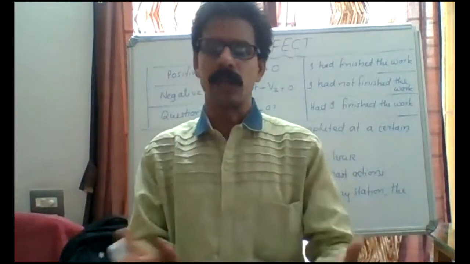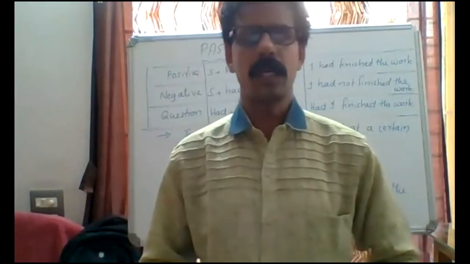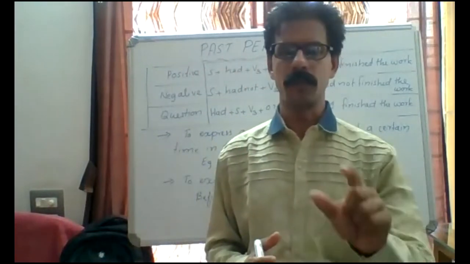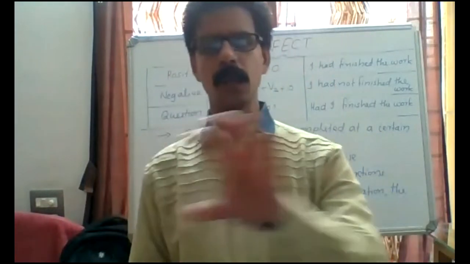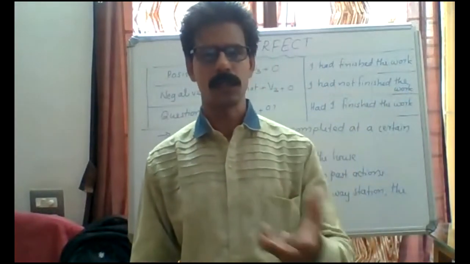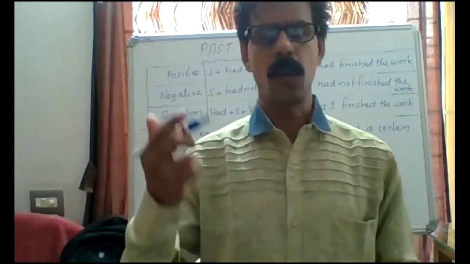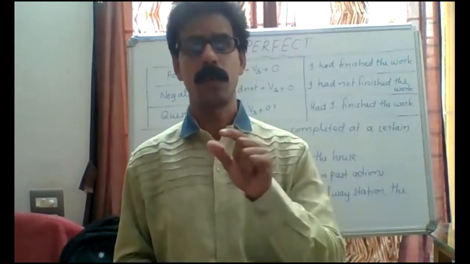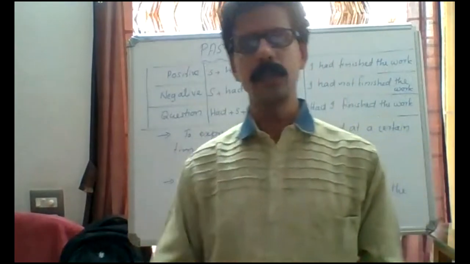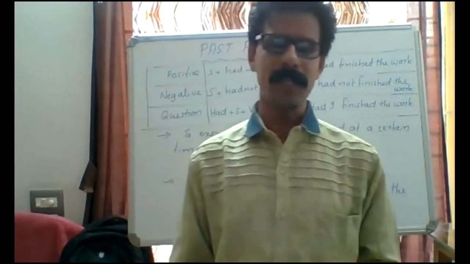After that only I reached the station. The second action is in the simple past, that is the second form of the verb. Okay, clear? You got this with these two examples. I expect you understood what my idea is and what the use of past perfect is. Now let us see the negative of this tense, the negative of past perfect.